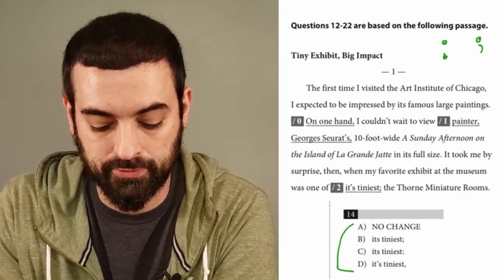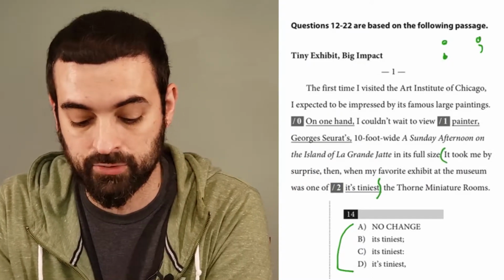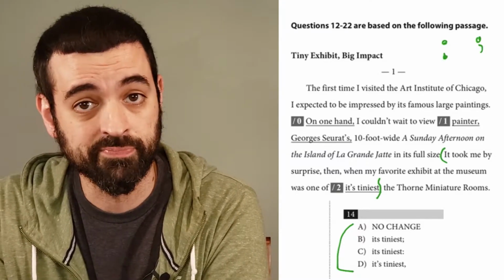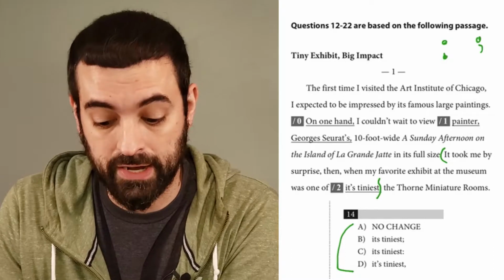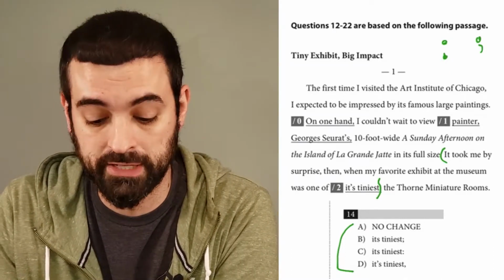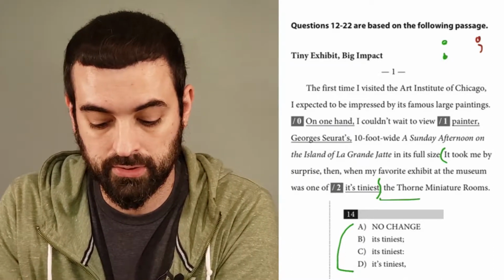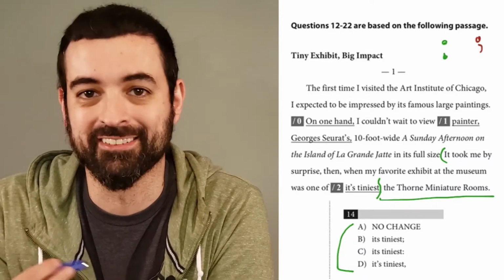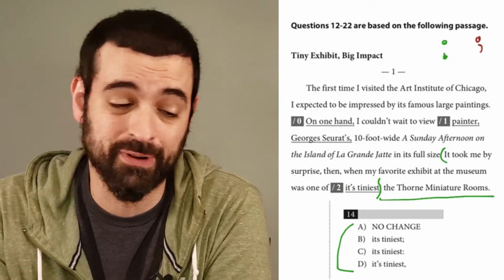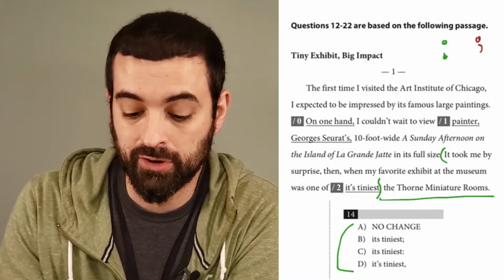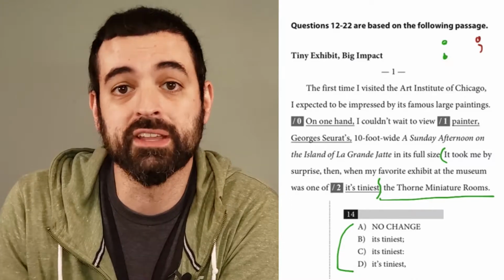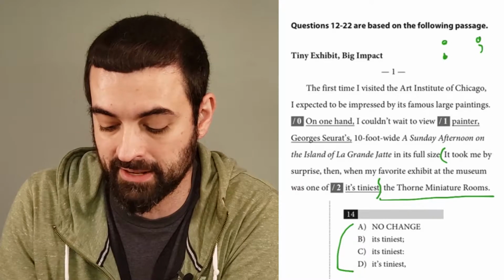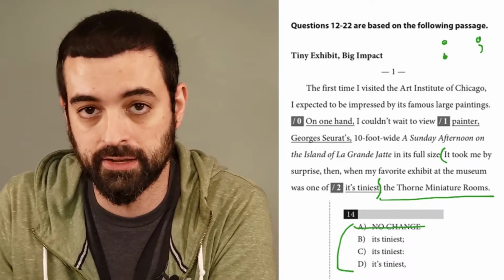Well, if we look at this first clause, it took me by surprise then when my favorite exhibit at the museum was one of its tiniest. That's an independent clause. If the clause that follows is also independent, we should be using a semicolon. The Thorne miniature rooms is not its own sentence. It's missing a verb. It's probably missing more than that. So because it cannot stand alone, we cannot use a semicolon. We're going to eliminate answer choice A because answer choice A uses a semicolon.